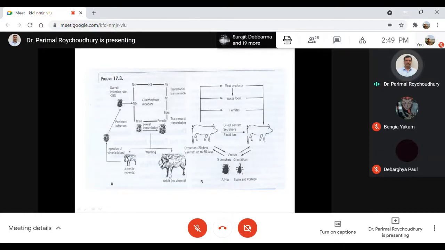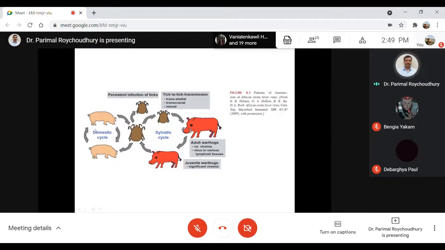And at any point when they come in contact with the domestic populations, either through ticks or maybe meat products, waste food, fomites, or their excretions, the domestic pigs will get the infection and the disease will occur. So this is the domestic cycle and the sylvatic cycle. Some epidemiology clearly reveals it is only the tick species that transmit the infection from the sylvatic to the domestic cycle.